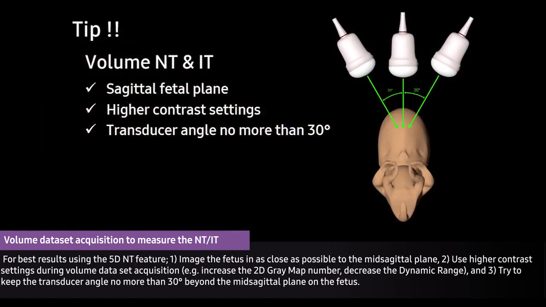Tip: for best result using the 5D NT feature, 1. Image the fetus in as close as possible to the mid-sagittal plane. 2. Use higher contrast settings during volume dataset acquisition, e.g., increase the 2G gray map number, decrease the dynamic range, and 3. Try to keep the transducer angle no more than 30 degrees beyond the mid-sagittal plane on the fetus.